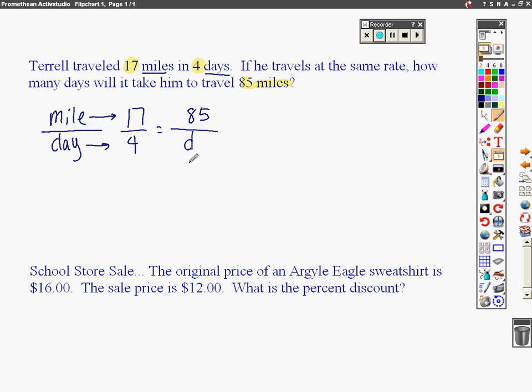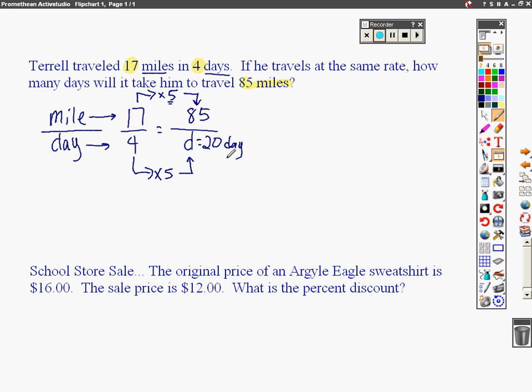All right. One way we can do this is if we realize that if we multiply 17 by 5, we get 85. What you might want to do if you're not sure is take 85 and divide it by 17, and you'll get this number. Okay. The next thing we do, if we multiply the numerator by 5, we have to do the same thing to the denominator. So 4 times 5 is 20. So we can say that it would take 20 days to travel 85 miles.